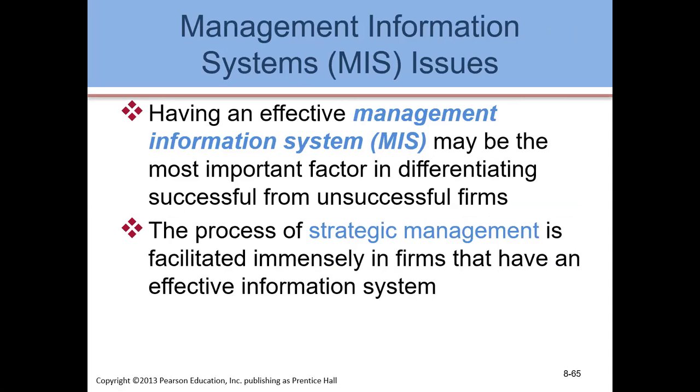Now moving towards the last part of our chapter, management information system issues can also be discussed and highlighted. For example, the first concern: having an effective management information system may be the most important factor in differentiating successful from unsuccessful firms, because the connectivity and the intranets working in an organization are the basis to provide the data, and the basis to share the information. So the process of strategic management is facilitated immensely in firms that have an effective information system.